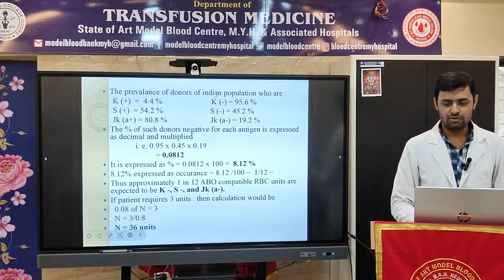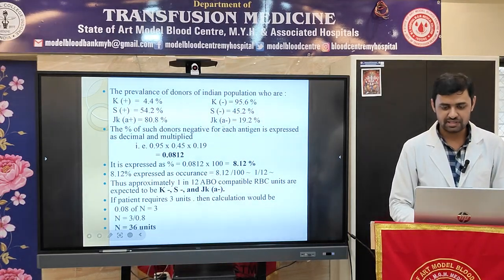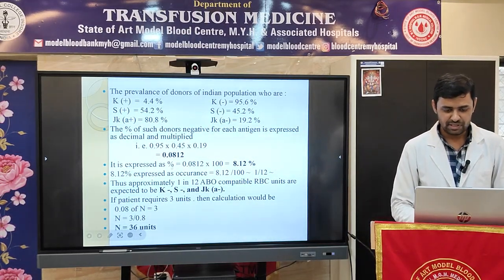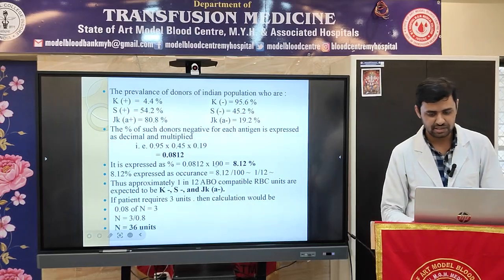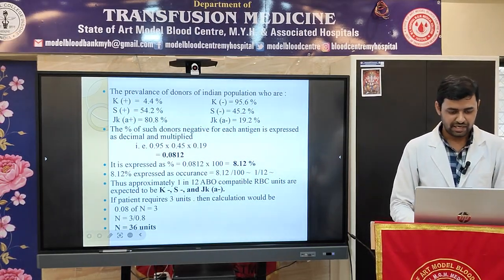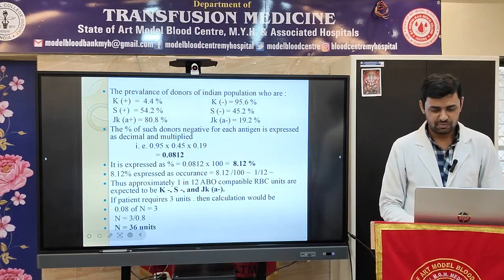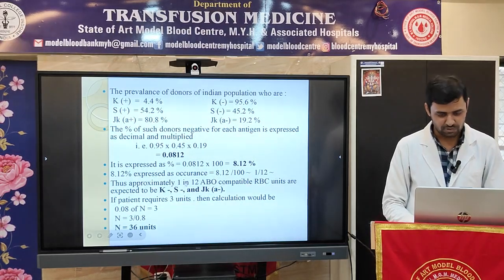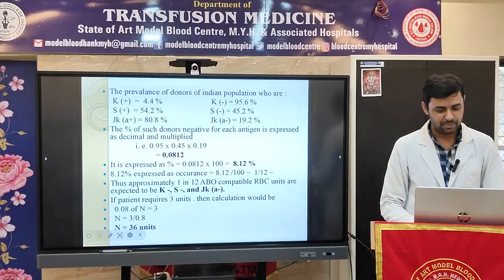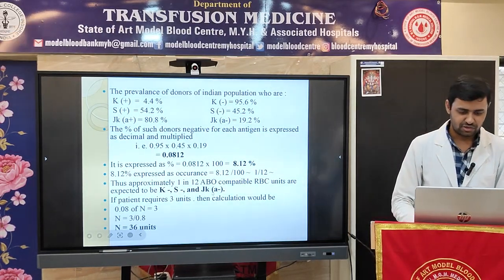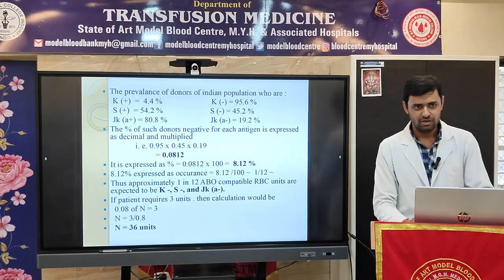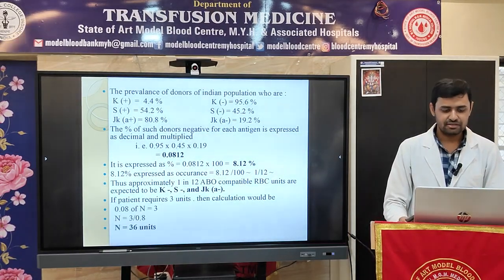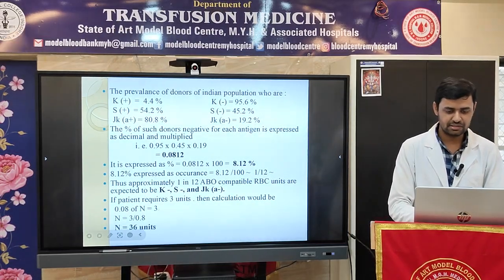If we want to find the unit which is negative for all these three antigens, we need to multiply the negative prevalence of these antigens. So we found that 0.0812 is the unit, and to express it as a percentage we multiply by 100. It comes as 8.12%. So 8.12% expressed as occurrence will be about 1 in 12 units. So approximately 1 in 12 ABO compatible RBC units are expected to be capital K negative, capital S negative and JKA negative. So if this patient requires 3 units, then we multiply by that factor, and it comes to 36 units. So to find 3 compatible units, we need to test 36 units.